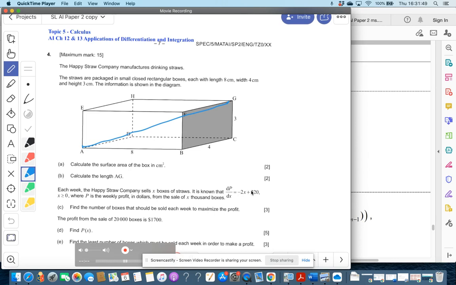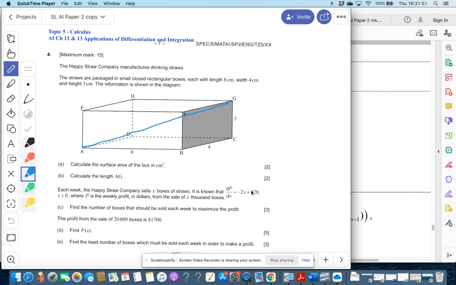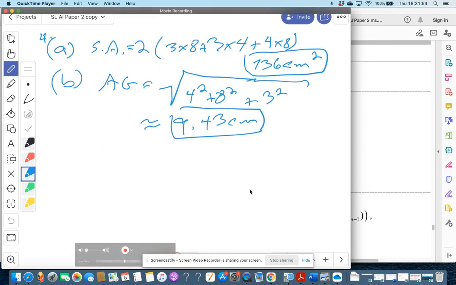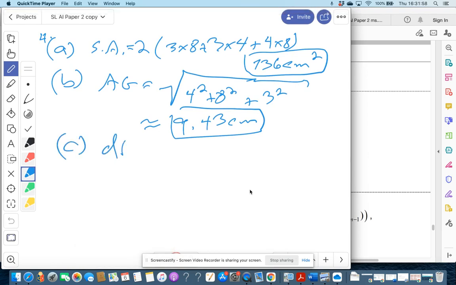So that's negative 2x plus 220. So C: dP/dx is equal to negative 2x plus 220. That's a negative gradient. It goes down like this. So here, the profit is increasing if we're doing a sign diagram, and here the profit is decreasing.